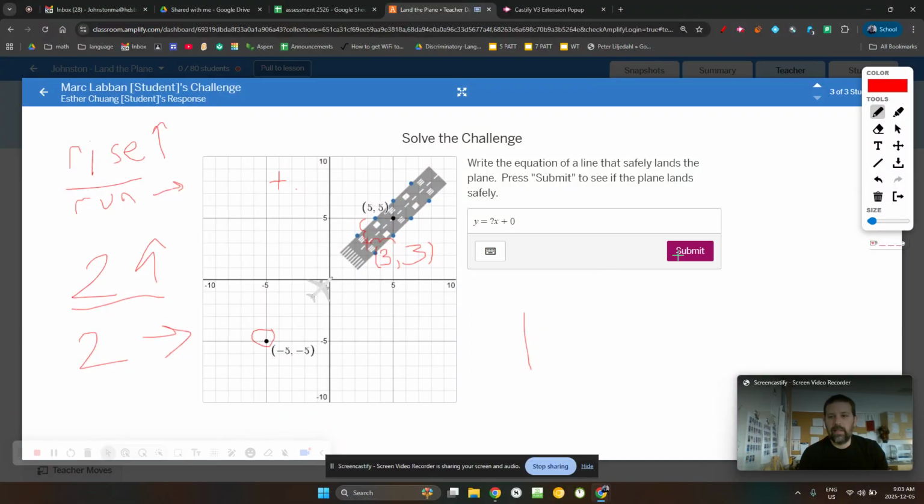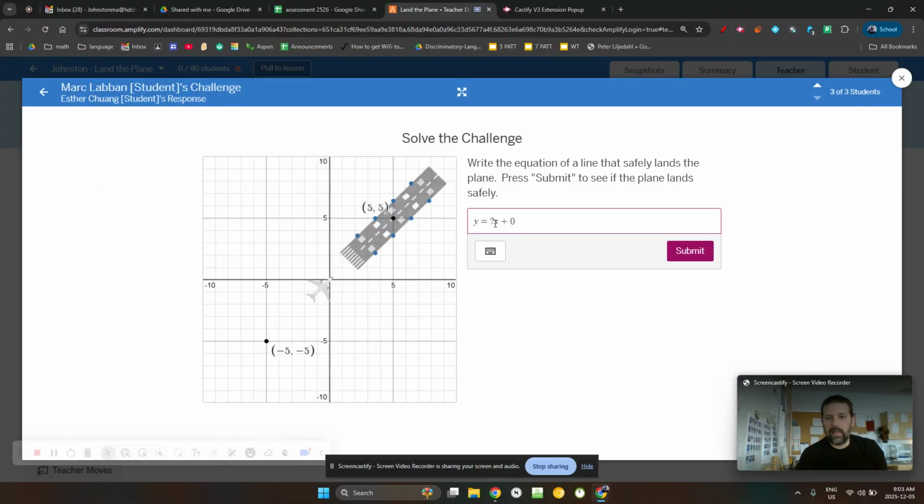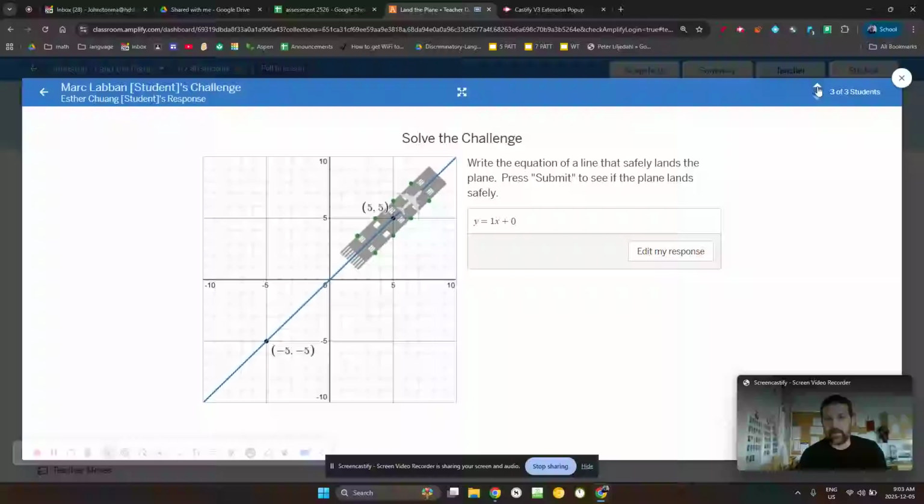So this becomes actually quite easy to solve, and I can just put this in as 1x or just leave it as no x, and if I submit this, I should land the plane. I do. Okay, so that one wasn't too hard because it was a nice whole number, as it turns out.